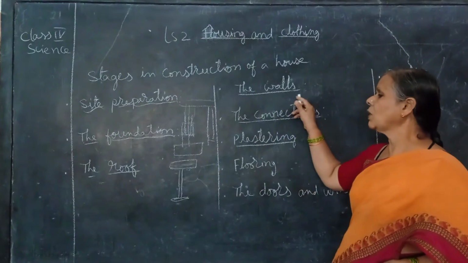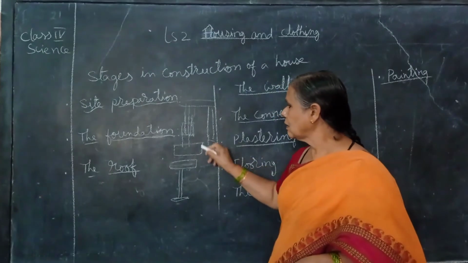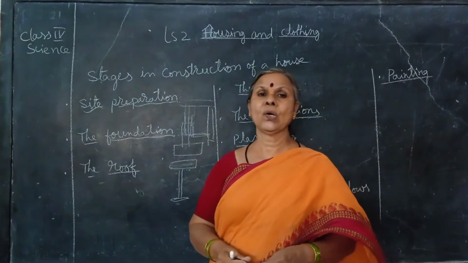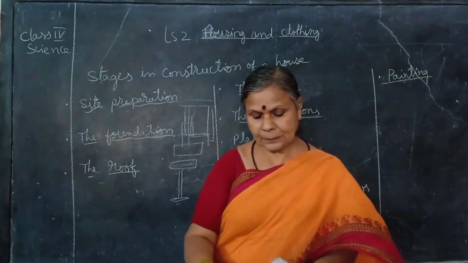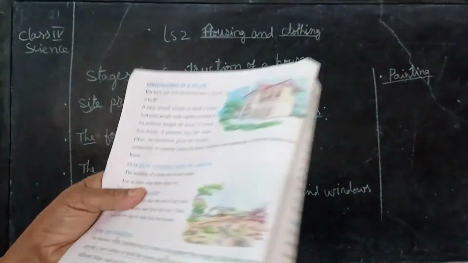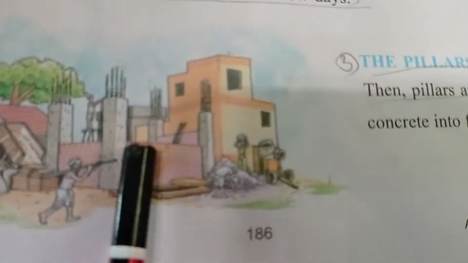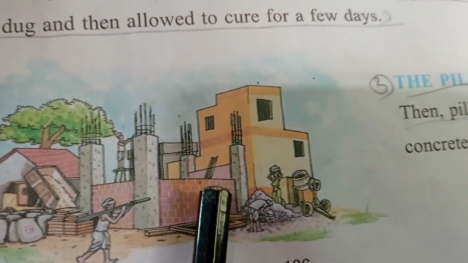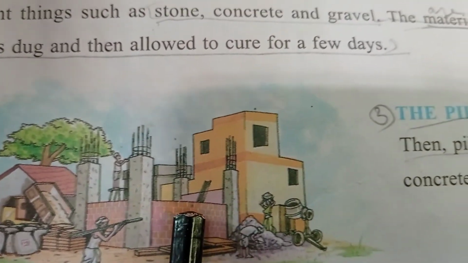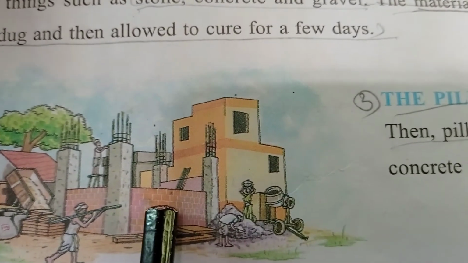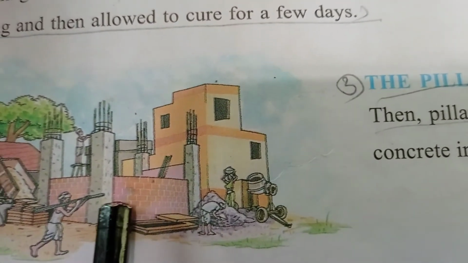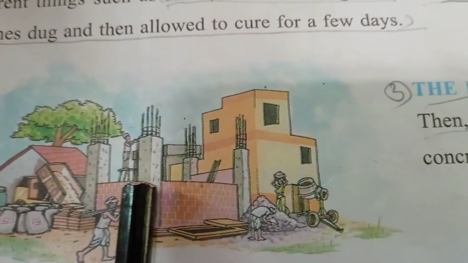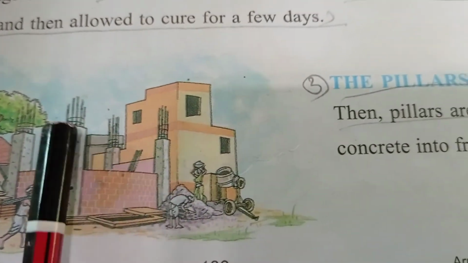Then next, coming to the walls. After this, the walls are built with the help of bricks, cement, water and sand. You can see here how the walls are being built. Can you see the walls are built up of bricks. The material is poured into these trenches dug and then allowed to cure for a few days.